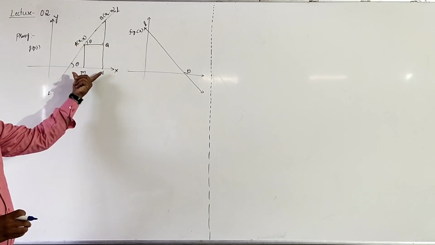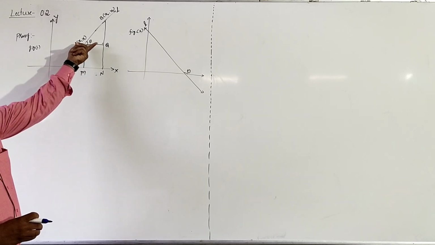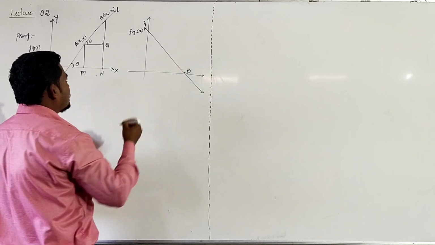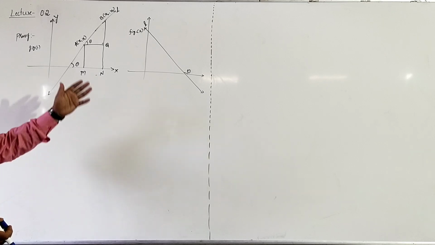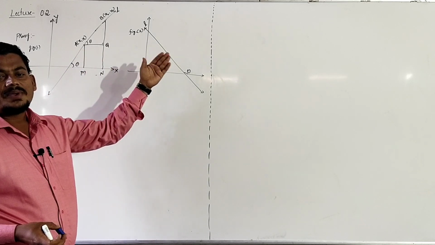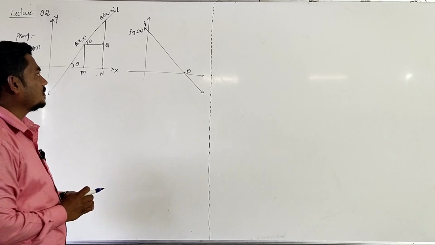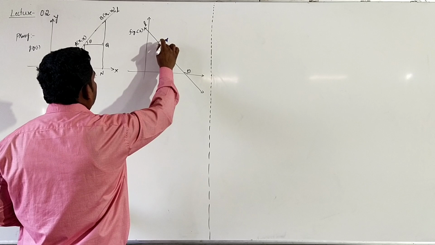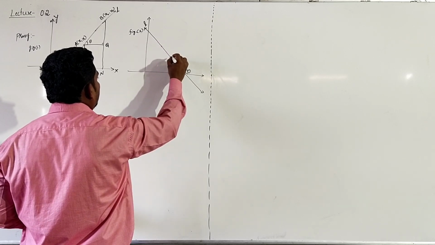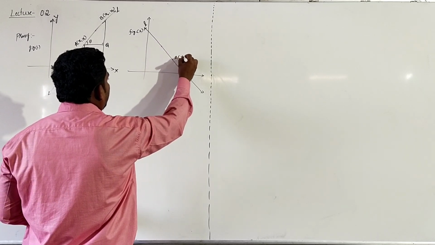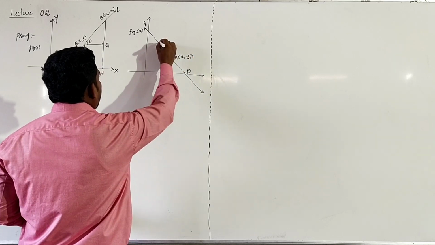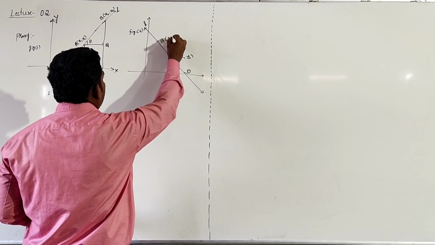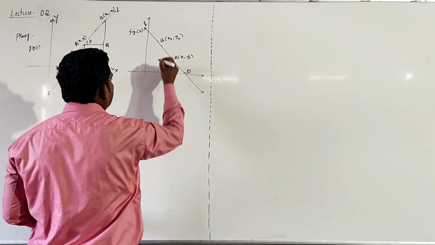Because AQ is parallel to x-axis, this is also theta. In the second figure also, consider 2 points: A of x1, y1, and one more point B of x2, y2, right?